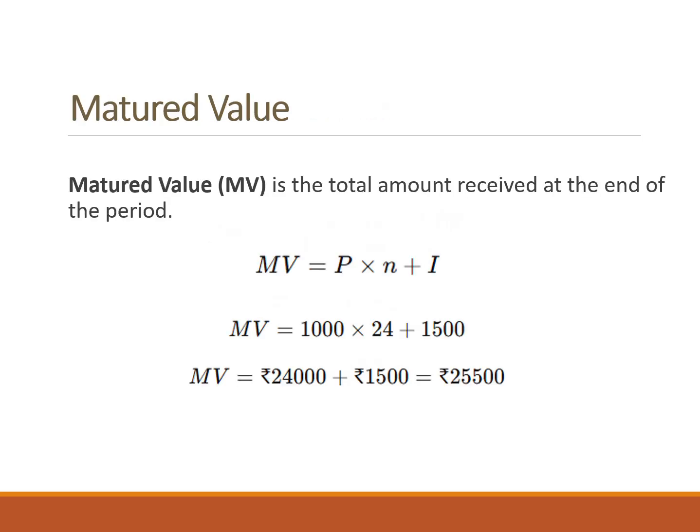To calculate the matured value, we add the total principal amount to the interest earned. The formula is, matured value equals P times N plus I. Now we substitute the values. 1000 times 24 gives 24,000, which is the total principal amount deposited. Adding the interest of 1500, the matured value becomes 25,500 rupees.